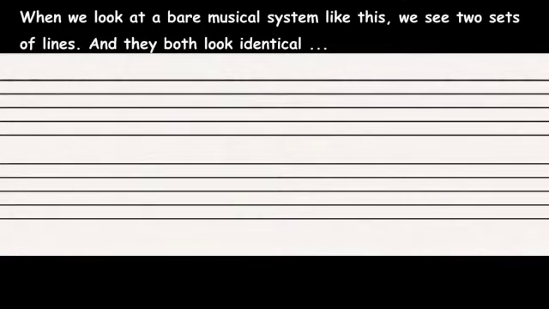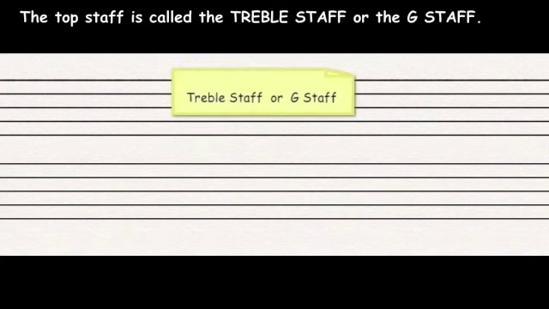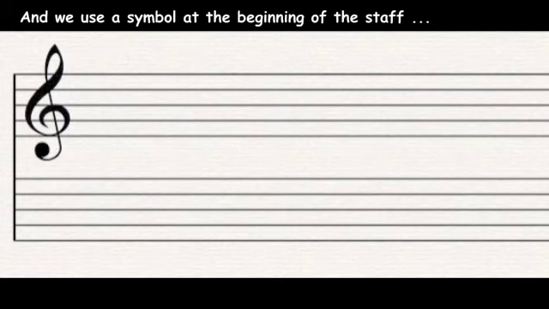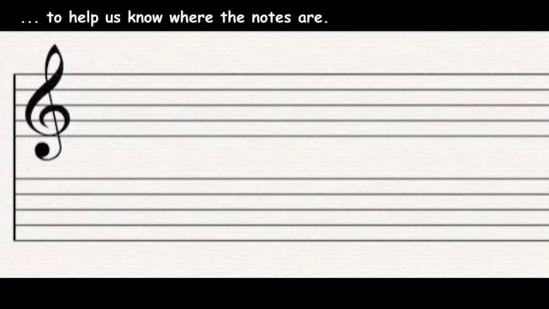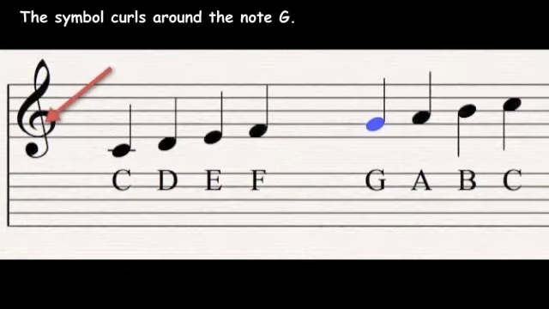When we look at a bare musical system like this, we see two sets of lines and they both look identical. Each set of lines is called a staff. The top staff is called the treble staff or the G staff. And we use a symbol at the beginning of the staff to help us know where the notes are. That symbol is called the G clef. The symbol curls around the note G.